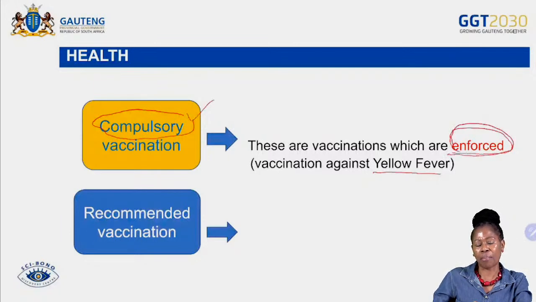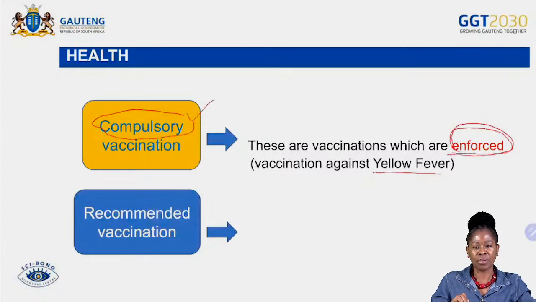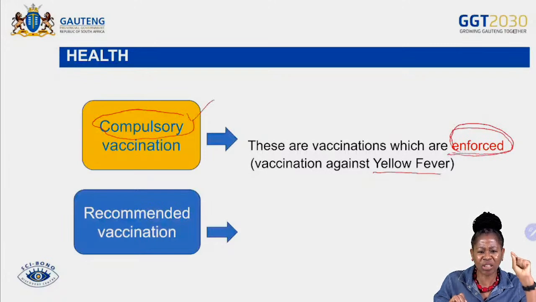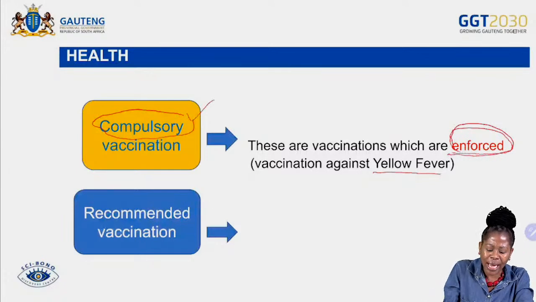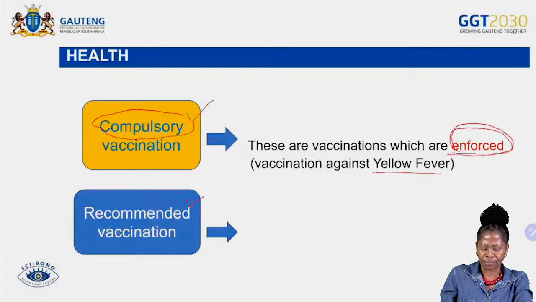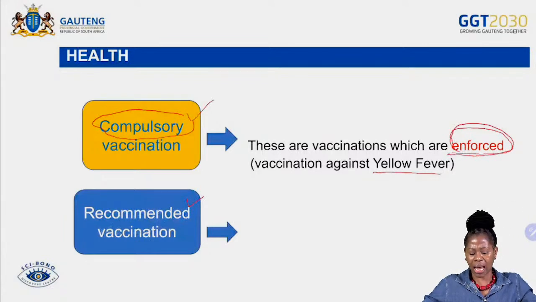The correct terminology that we use in tourism is enforced. I believe you understand when I talk about compulsory. You must, you don't have a choice. Hence, we say compulsory. And then we have these ones that are called recommended. What type of vaccinations are recommended?